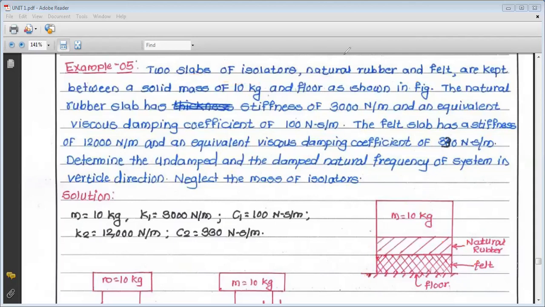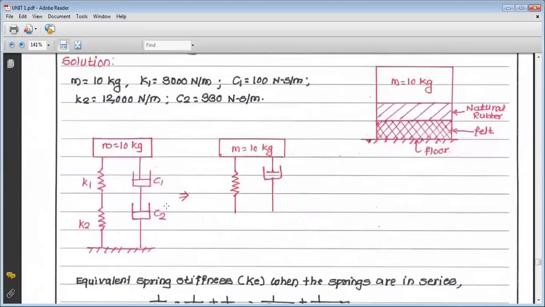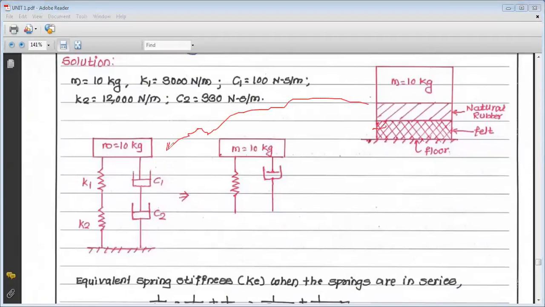This is your diagram, that is the actual system. M is 10 kg, this is the natural rubber slab, this is the felt slab, and this is the floor. Now this actual system is converted into a mathematical model like this. There are two springs in series and two damping coefficients in series, that is K1, K2, C1, C2, and this is your floor.